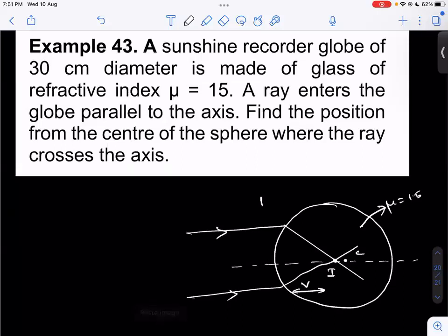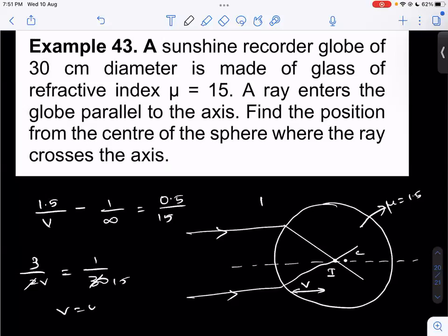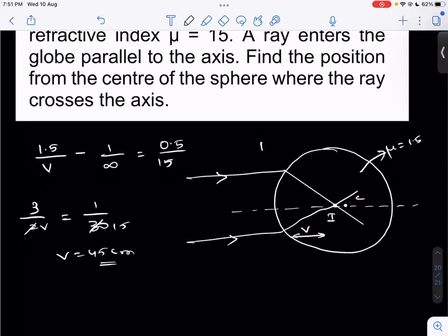mu2 by V, mu2 is how much? 1.5 by V minus 1 divided by infinity is equal to mu2 minus mu1 divided by R. R is how much? 15. So 3 by 2V is equal to 1 by 30. So V is equal to 45 centimeter. But this V is measured from where? From the surface. So it is actually forming at a distance of 45 centimeter.